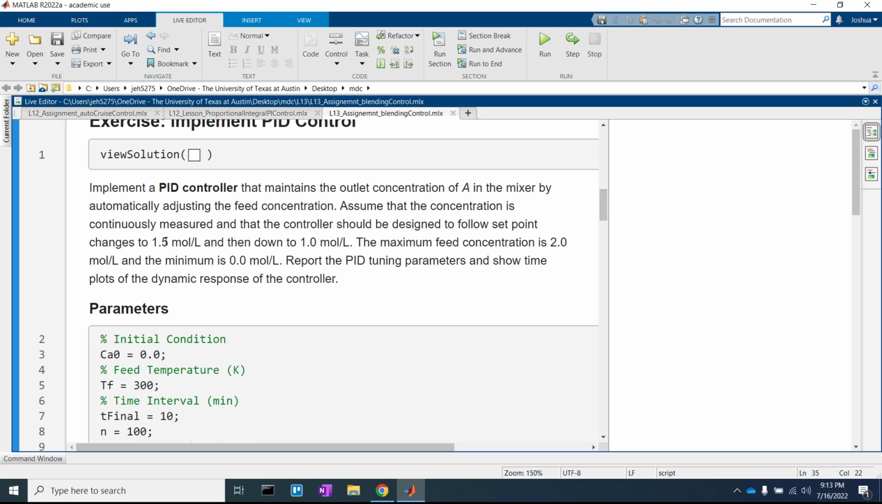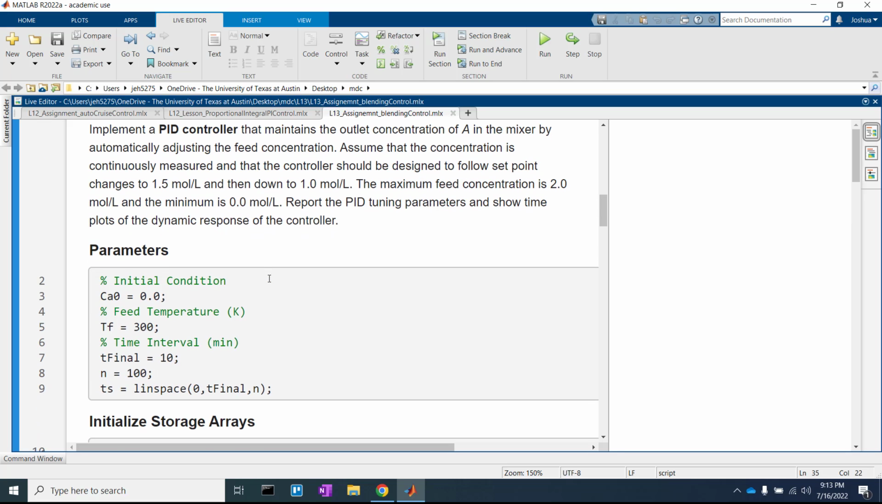So we're going to set our set point to 1.5 molar initially, and then down to 1 molar. Our maximum feed concentration, as I mentioned before, is 2 moles per liter, and the minimum is 0 moles per liter. So we'll report the PID tuner parameters, and then show time plots of our dynamic response of our controller.